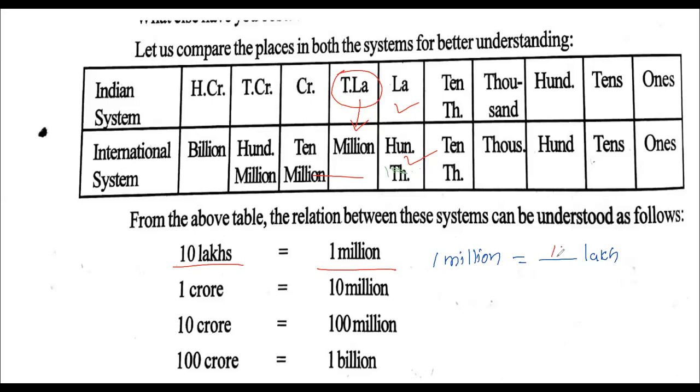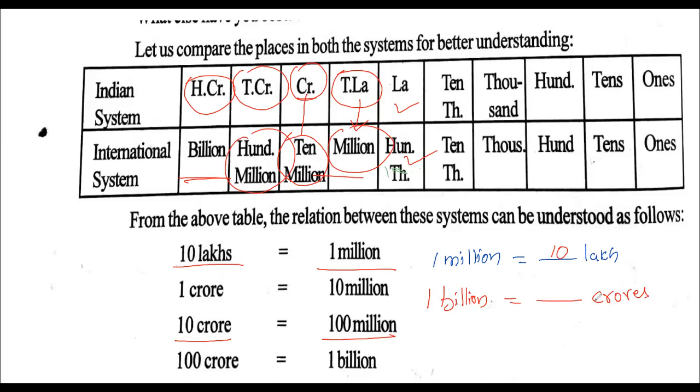Right. And as usual, 1 crore is equal to how many millions in the international system? 1 crore equals 10 millions. You can see that. So these are all correlations between them. And 10 crores is equal to 100 millions. And what about 100 crores? That is 1 billion. So 1 billion is equal to dash crores, if the question comes as fill in the blank.